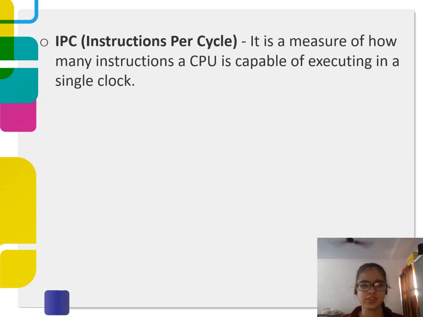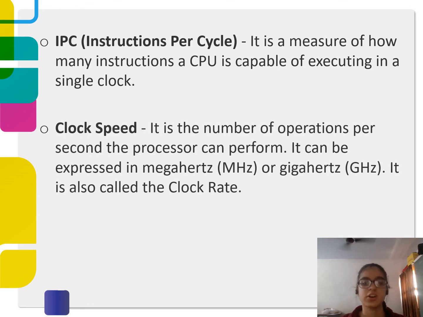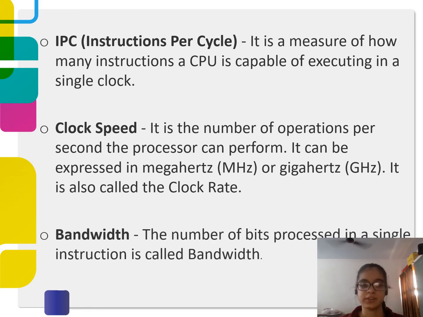IPC, that is instructions per cycle. It is a measure of how many instructions a CPU is capable of executing in a single clock cycle. Clock speed is the number of operations per second the processor can perform. It can be expressed in megahertz or gigahertz. It is also called the clock rate. Bandwidth: the number of bits processed in a single instruction is called bandwidth.